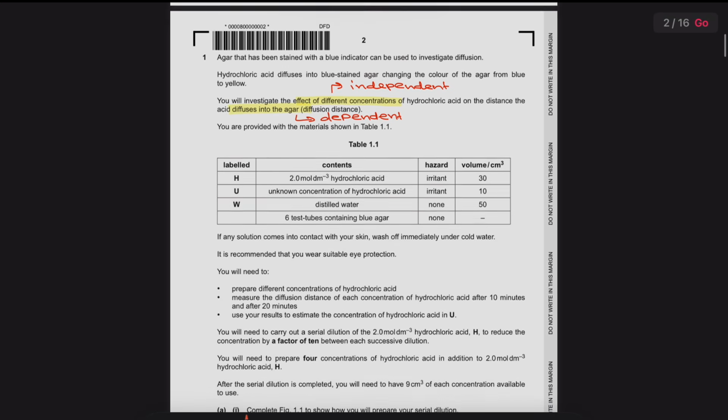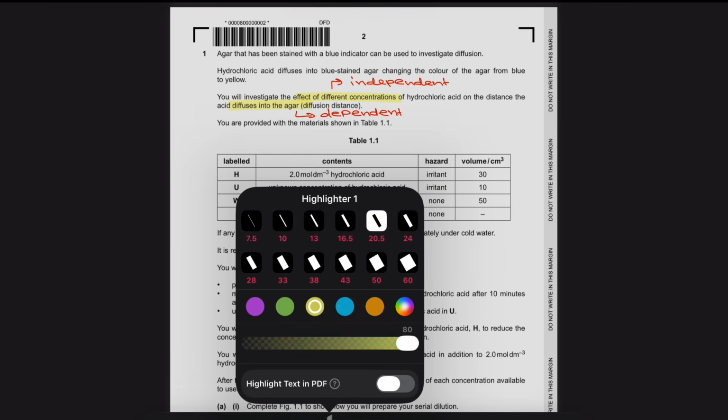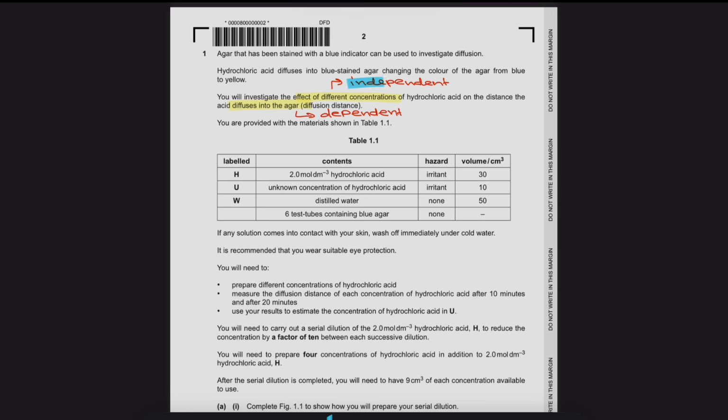mindful of that. To start off, whenever you are introduced to an investigation, it would be quite ideal if you are to highlight your independent and dependent variables, because it is likely that you are going to be asked to produce a table. And these are actually really easy marks, because by just identifying the two, you already have your headings. The independent variable is always the variable that you are changing. The dependent variable is the result that you obtain.